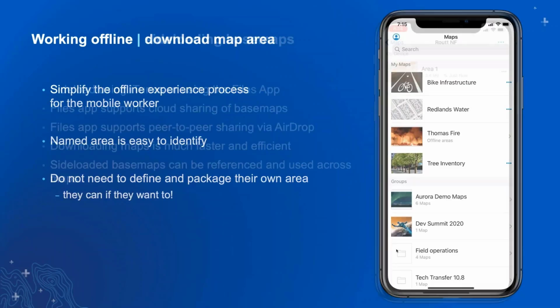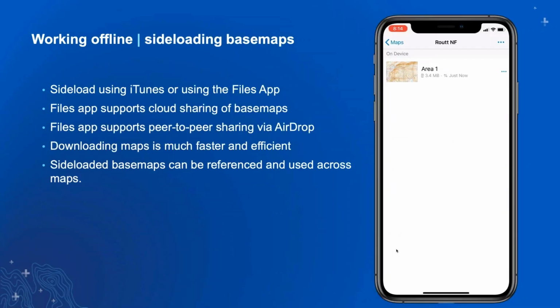One thing to note on this: if for some reason you can't access the basemap, it didn't get loaded onto the device, you don't have it, you can still download that map just fine. It'll ask you if you want to download the basemap as well. So it'll download the operational layers as well as the basemap. So you're not stuck if for some reason that sideloaded tile package is not there.